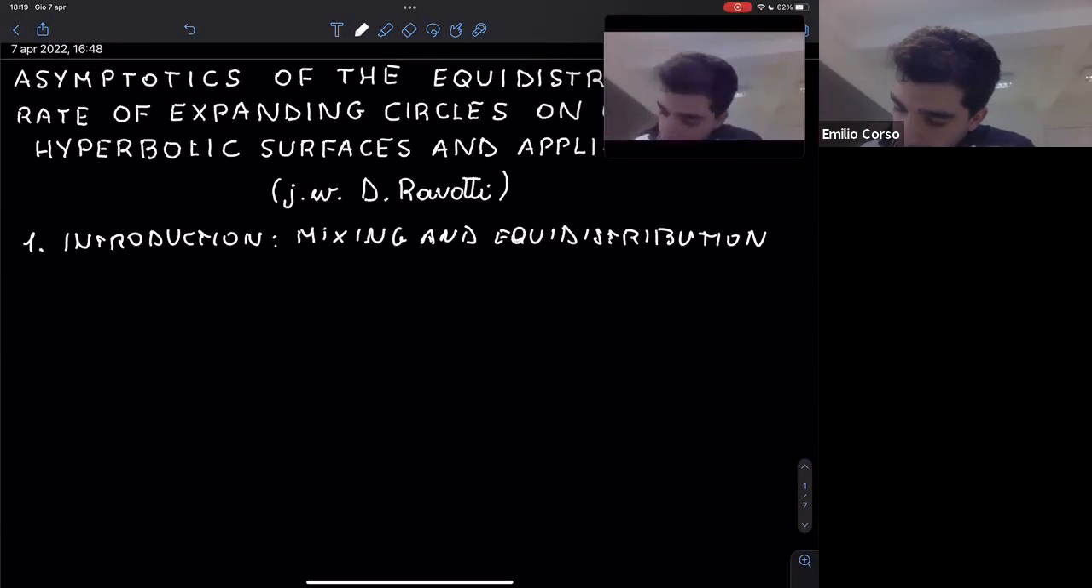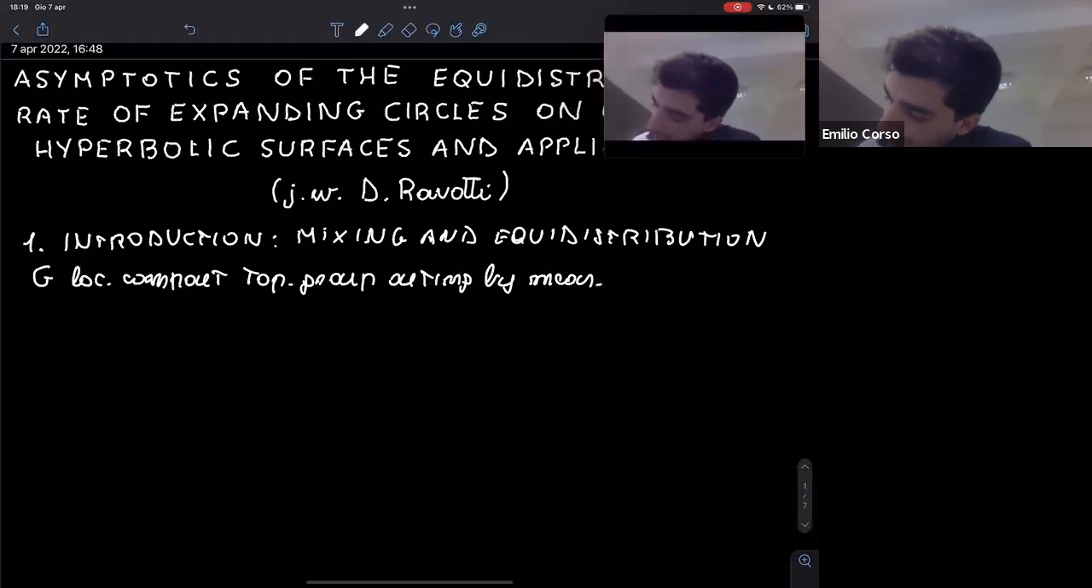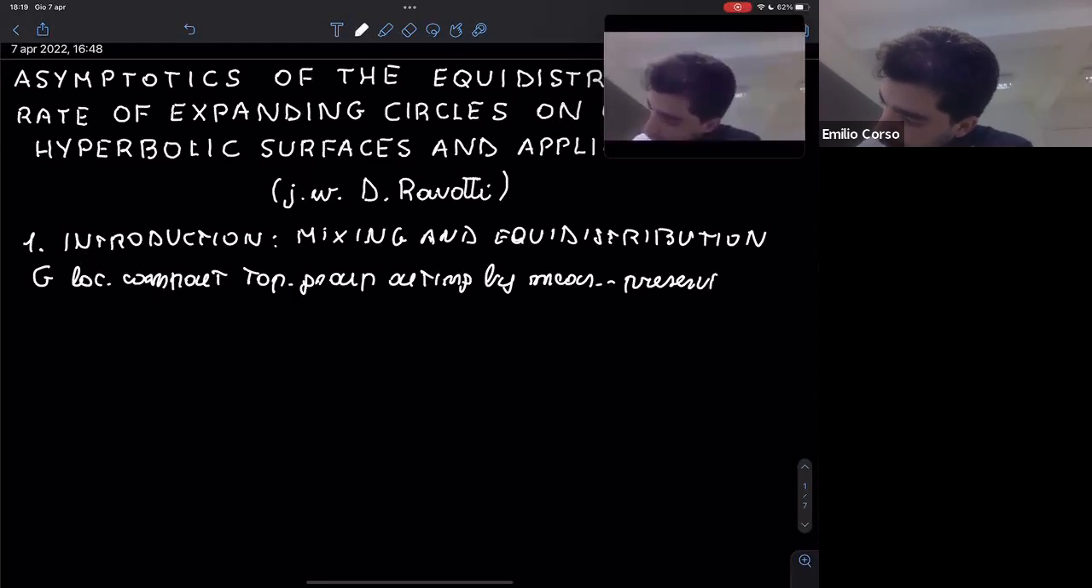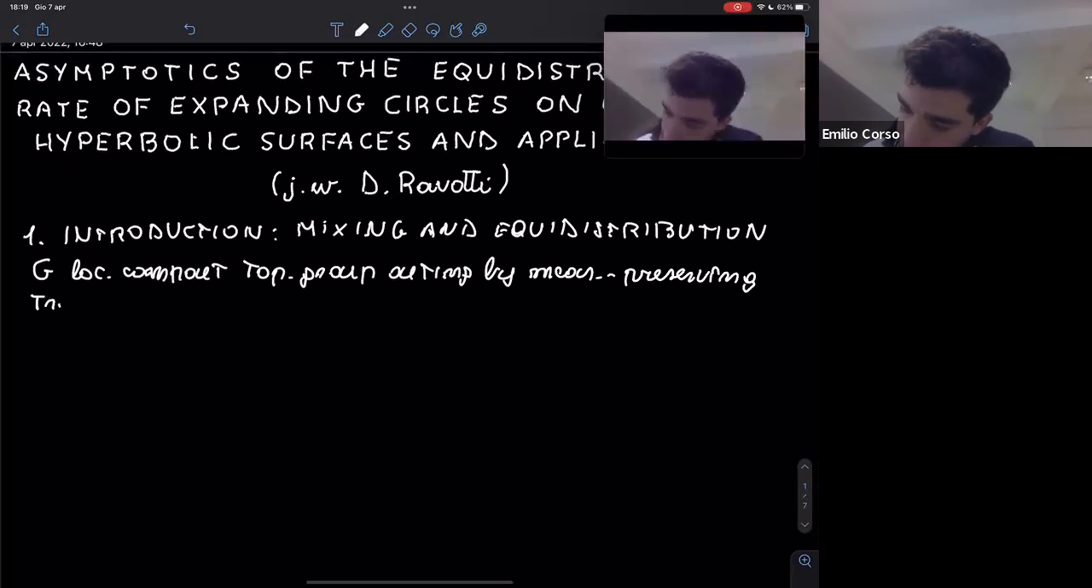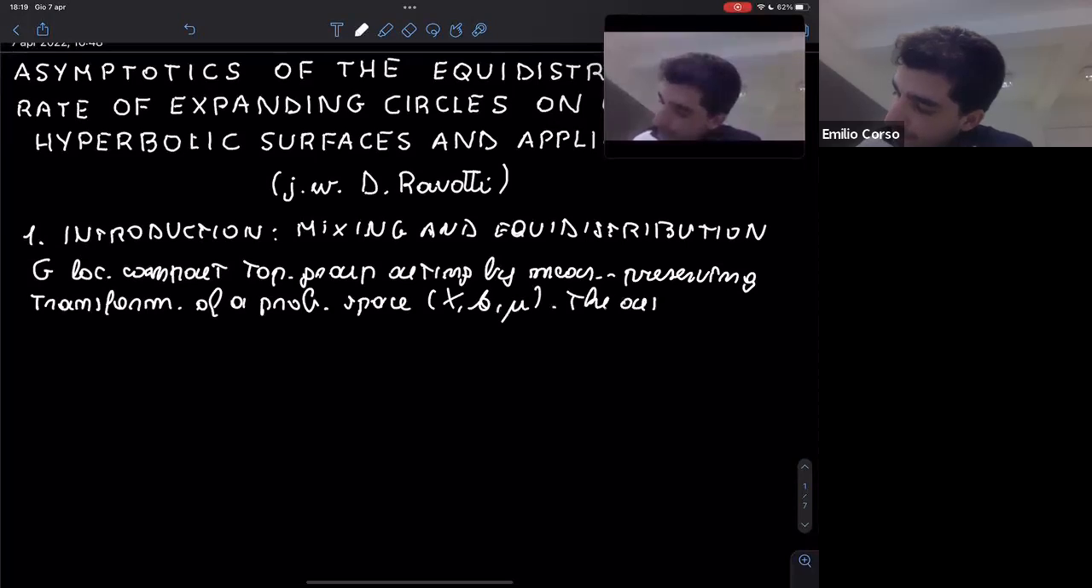So let me give the definition, recall the definition of mixing for group actions. Let G be a, say, a locally compact topological group acting by measure preserving transformations of a probability space, say (X, mu). The action is mixing.